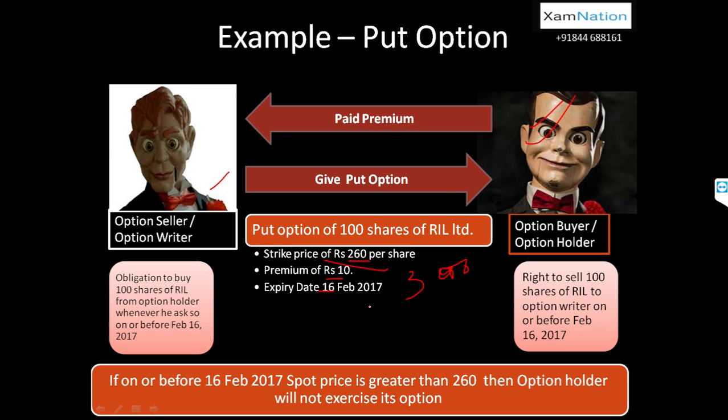Similarly, if the price in the market is, let's say, 200, in that case if he sells into the market, he has to sell at 200, whereas to this person, he will sell at 260. So there is a 60 rupees benefit per share. So if this situation happens, he will exercise his option and he will get the 60 rupees in return. Got it? So this is a put option, where this person has the right to sell.